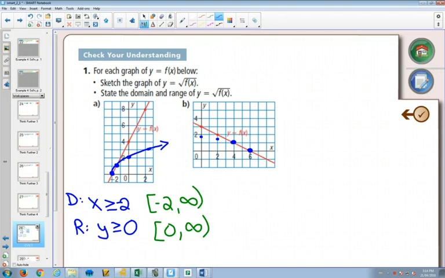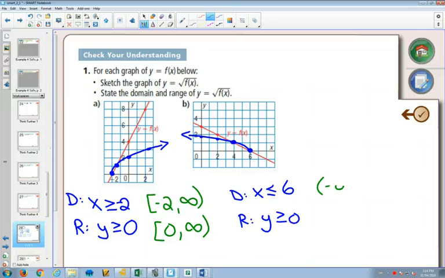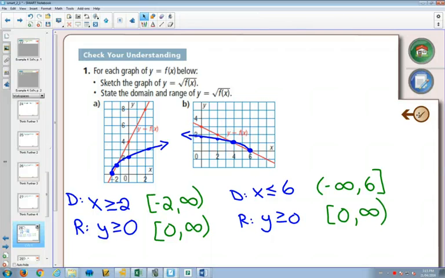Between 0 and 1, your graph has to be slightly above. After 1, it has to be slightly below. Now our domain here is x is less than or equal to 6. And our range is y is bigger than or equal to 0. Again, in the other notation, you could write it that way.